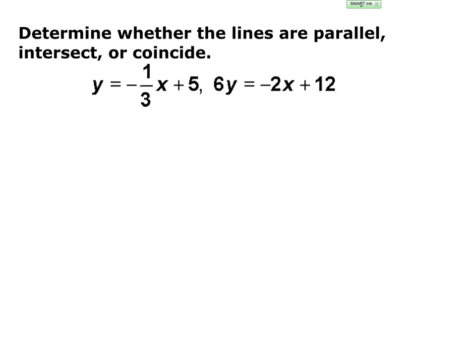Okay, on this one, are they parallel, intersect, or coincide? The first one is in a good form. The second one's not. So you might take that second equation, 6y equals negative 2x plus 12, and divide by the 6. You get to say y equals.